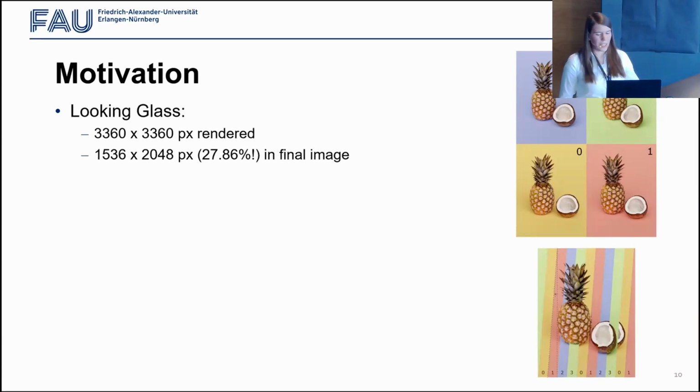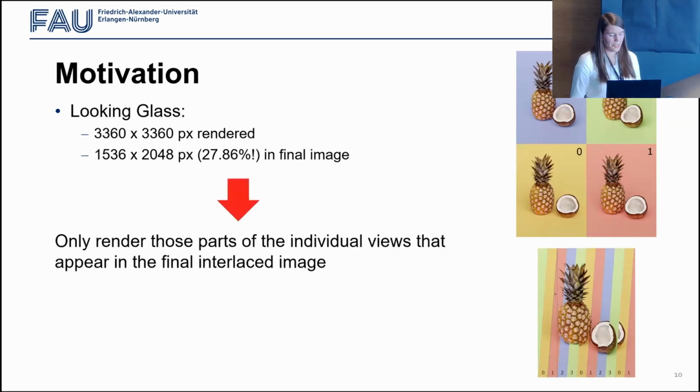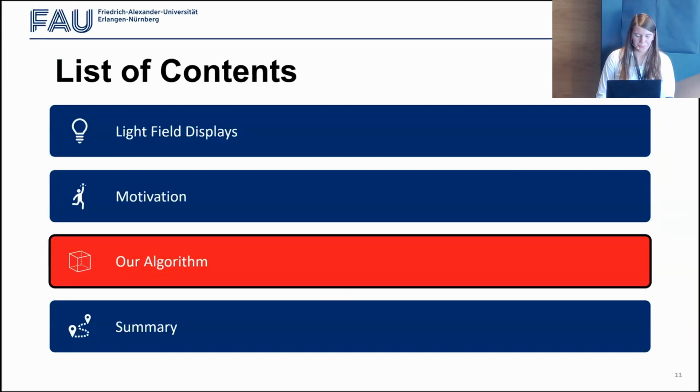In a naive calculation for the Looking Glass Portrait, we're only using around 27% of rendered pixels in this interlaced image and throwing away around 72% of pixels. This is not really great. What you would want to do instead is to only render the parts of the individual views that actually end up being used for this interlaced image and are displayed on the display itself. And this is what we propose to do in our paper.